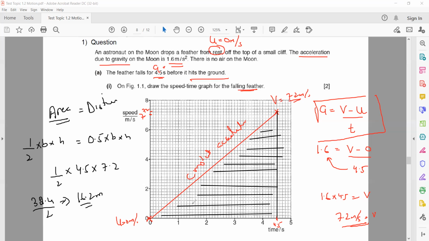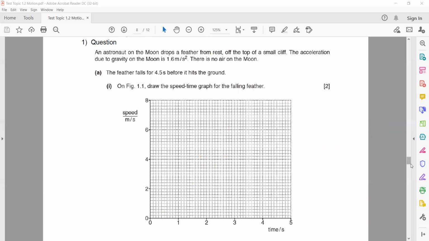Is it clear, this question? Both parts. In the first one, we have to complete a graph. The second one, we have to calculate the distance. By using the area, we'll get the distance.